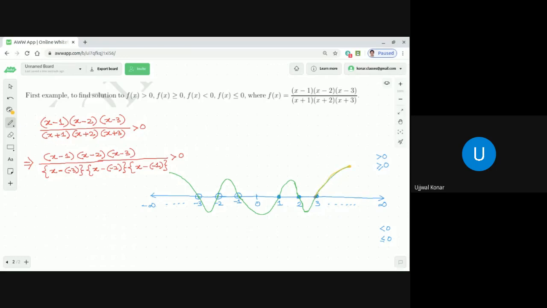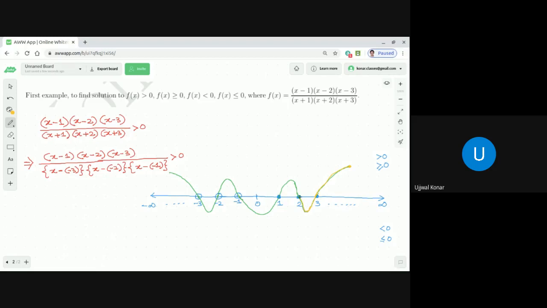After coming to the point 3, dear students, what I see is that x minus 3 power is 1, which is odd. As the power is odd, I will cross the number line. In this case, crossing the number line means what? Above the number line to below the number line. So as I have crossed, I come down, and then after some time I go up.